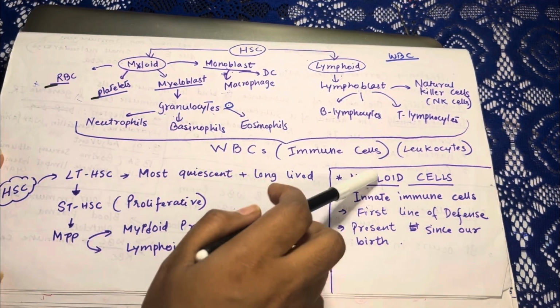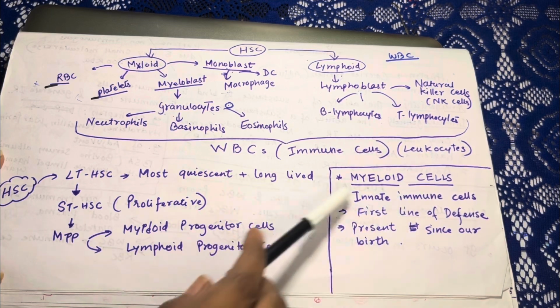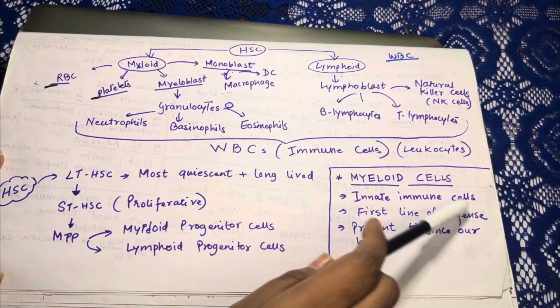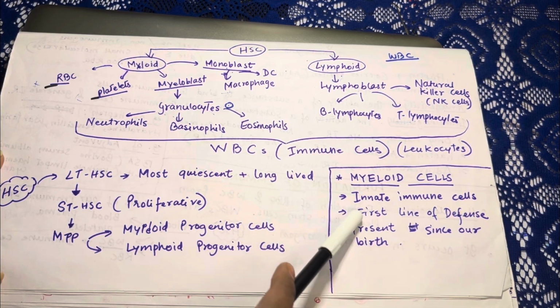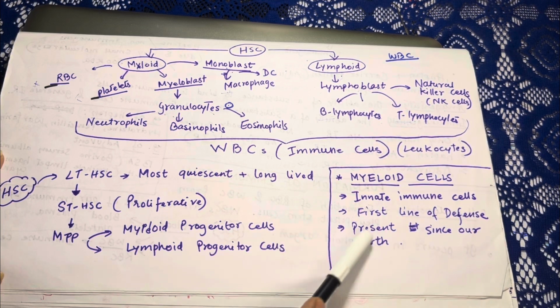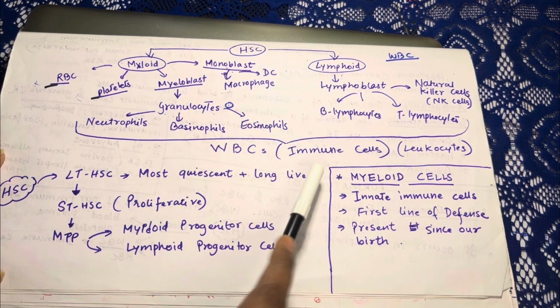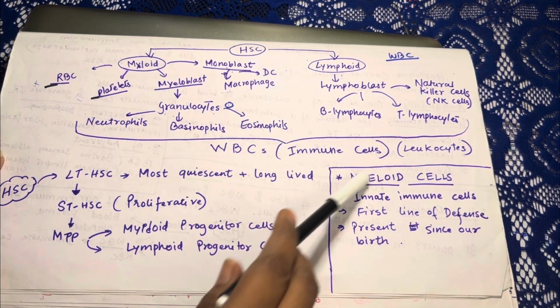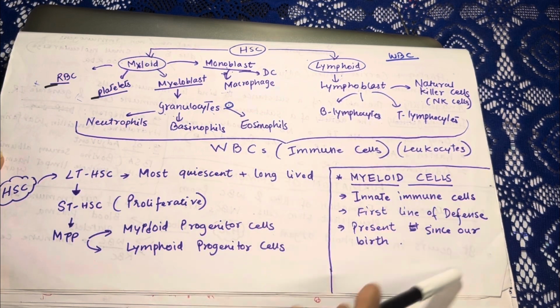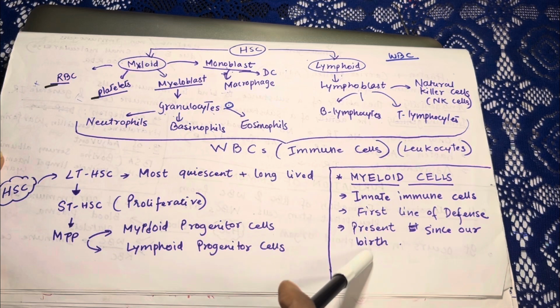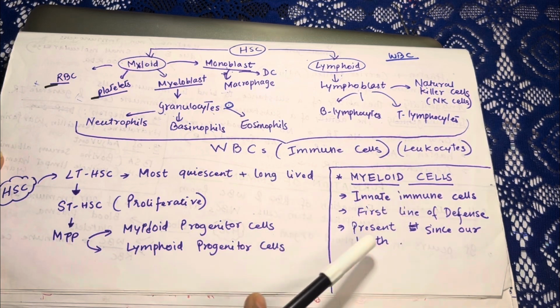What are myeloid cells? Myeloid cells are part of the innate immune cells, which we'll discuss now. They are the first line of defense and they are present since our birth. I think you know what innate immunity is. These are the immune cells which are present since our birth. They are the first line of defense.